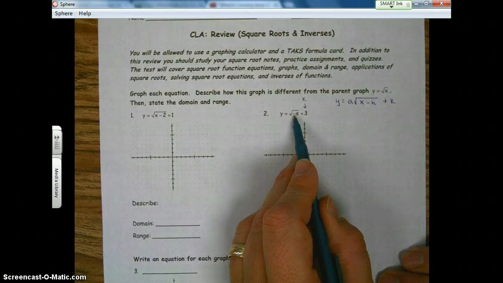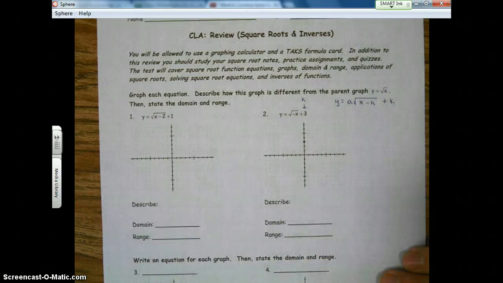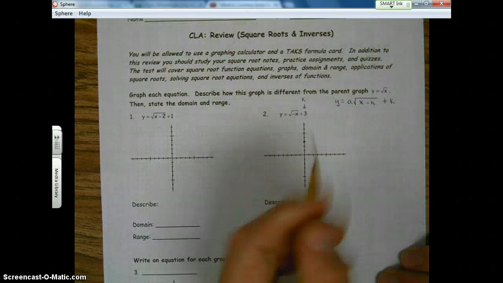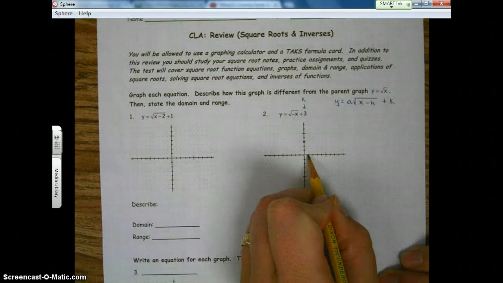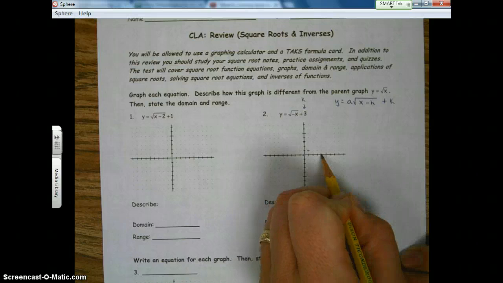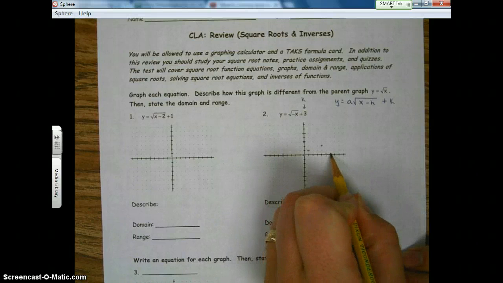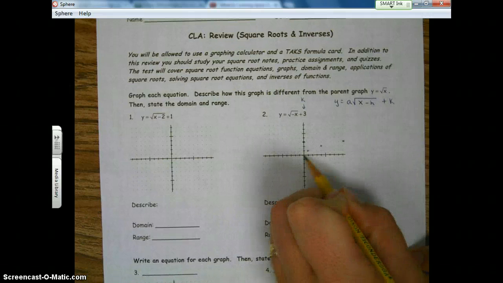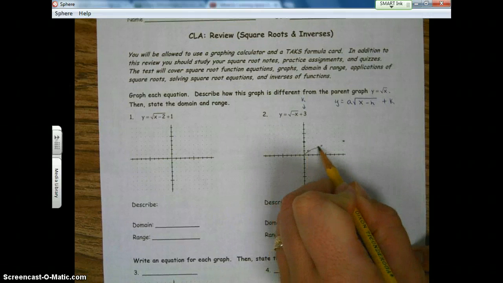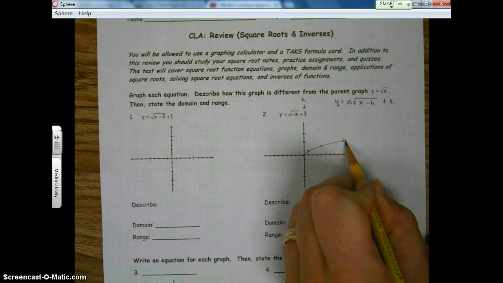We have a reflection. Remember what the parent looks like. The parent looks like this. It starts at 0, 0. And we will go over 1. The square root of 1 is 1. We go over 1, 2, 3, 4. The square root of 4 is 2. 5, 6, 7, 8, 9. The square root of 9 is 3. And that's how we get our square root function. That's our parent.